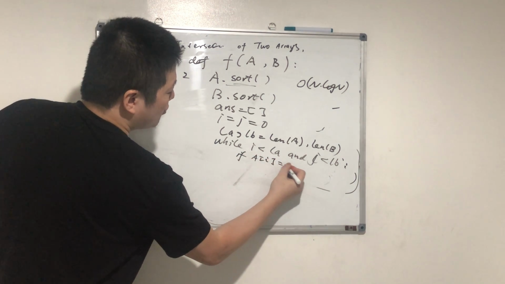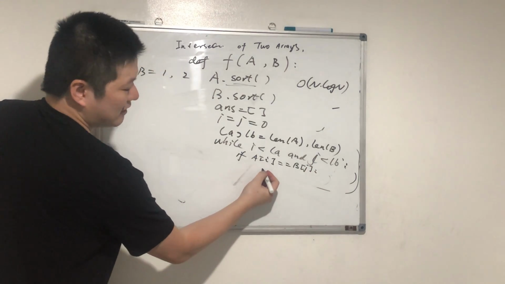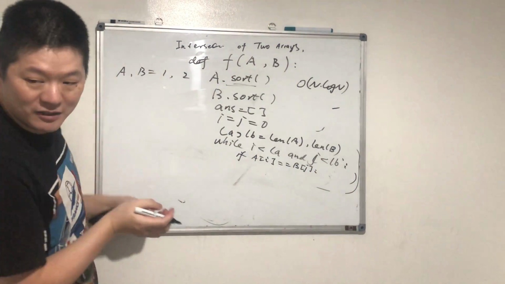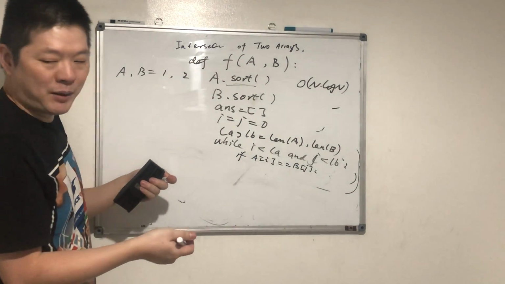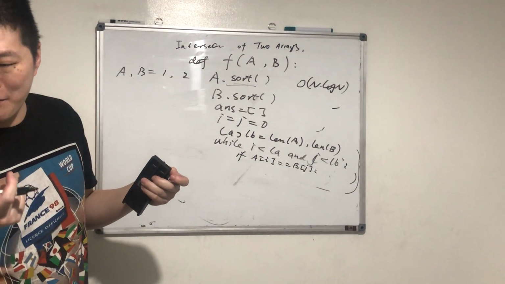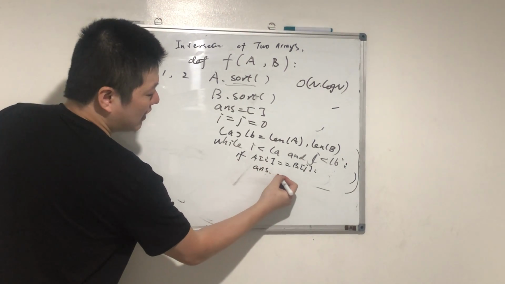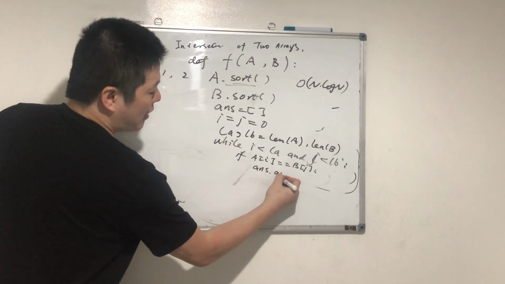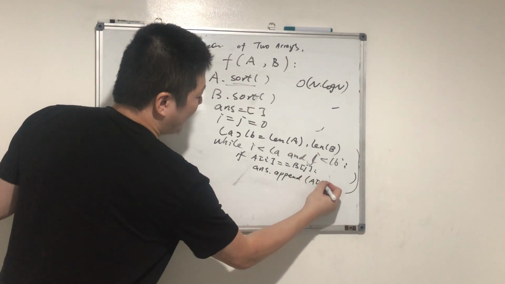If AI equals BJ, what should I do? If the two are the same, move both of them. But before that, we should put this number in the answer. Answer dot what? Answer dot append. Yeah, good job. You're paying attention. AI, and then moving.